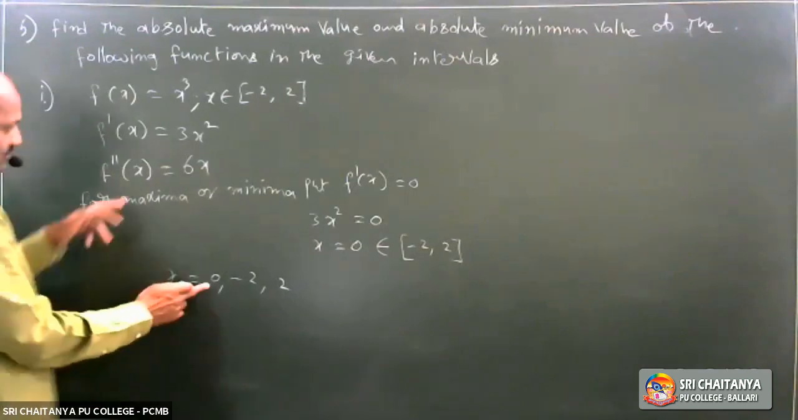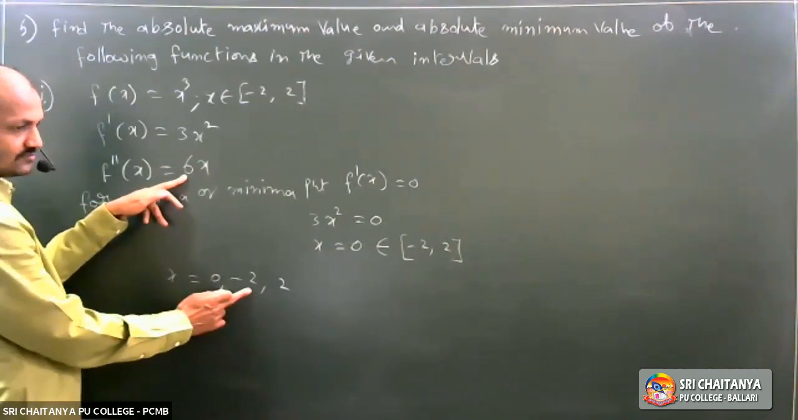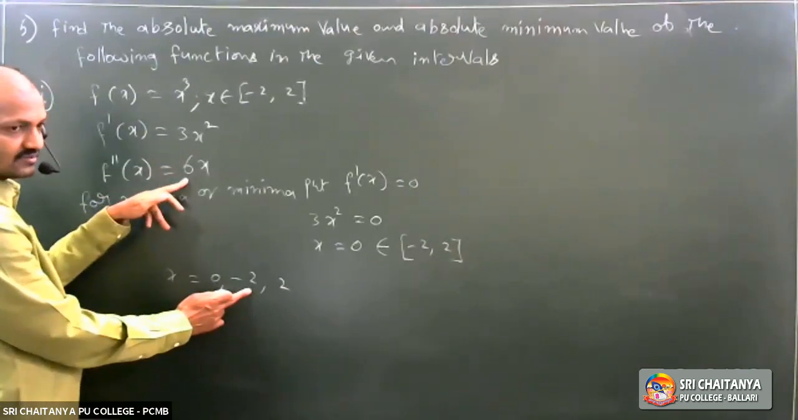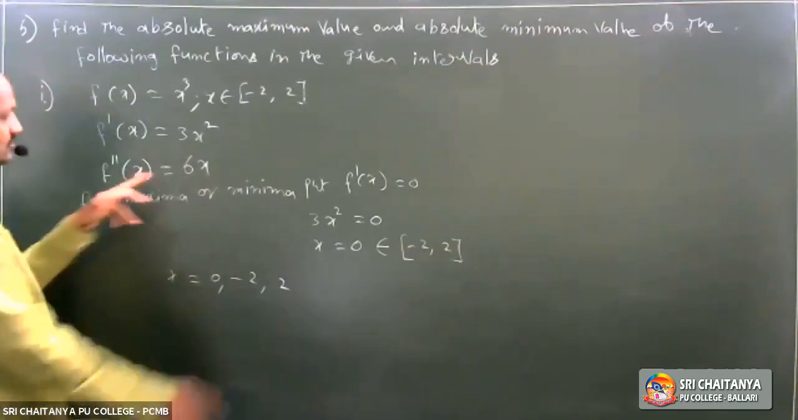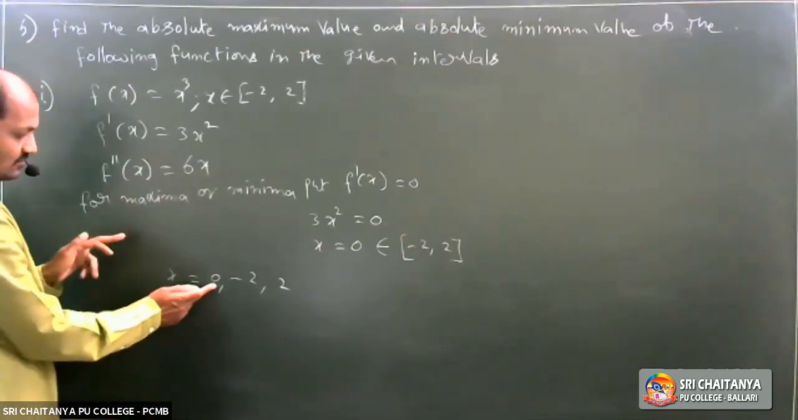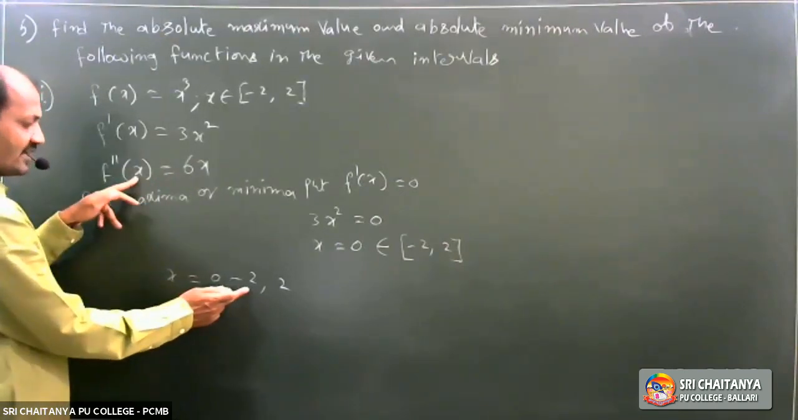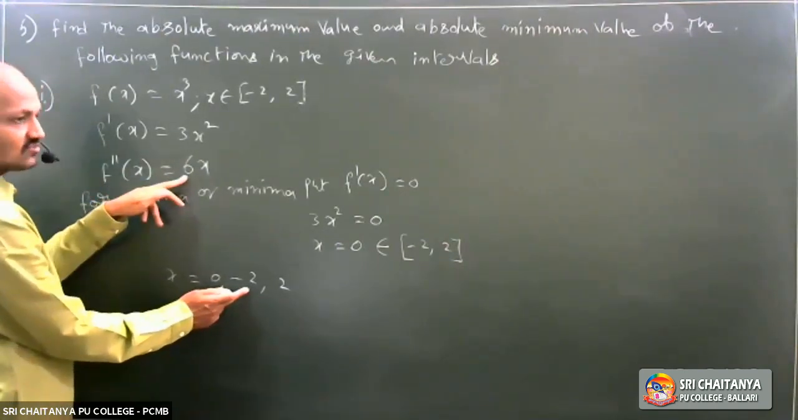If x equal to 0, the second derivative is 0. If x equal to -2, the second order derivative is negative. If x equal to +2, the second order derivative is positive. Okay? If x equal to 0, f double dash of 0 is 0. f double dash of -2 is -12.